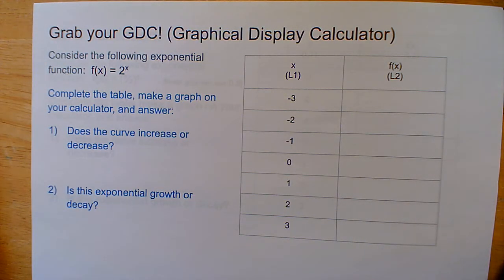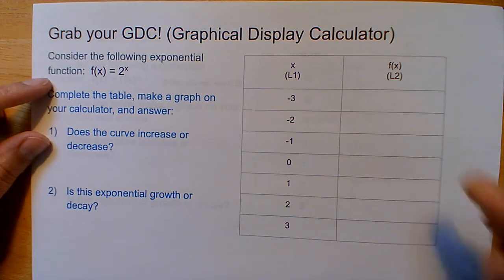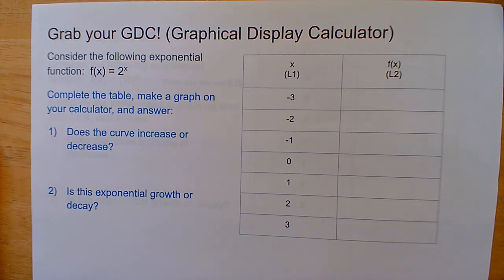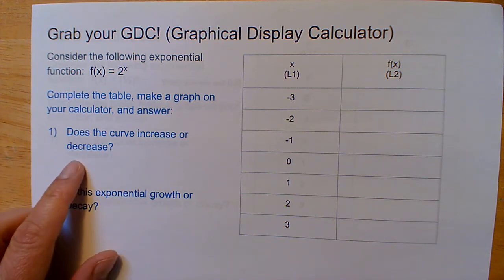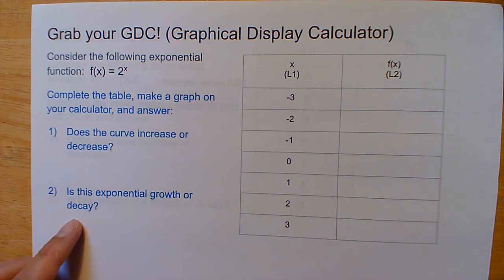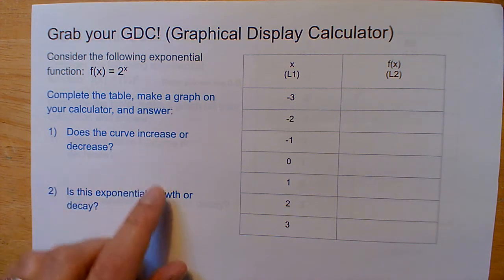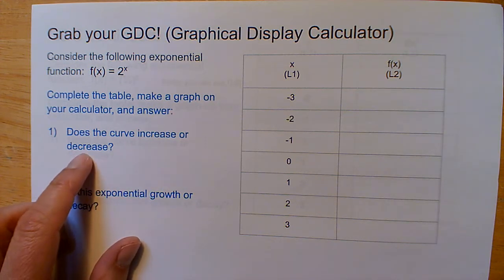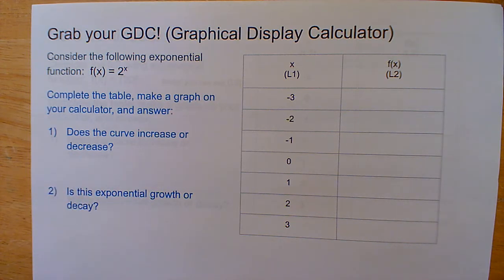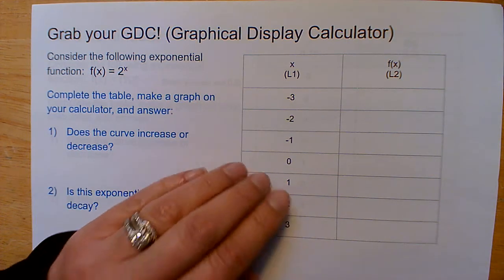All right, grab your GDC, your graphical display calculator, because we are going to be considering the following exponential function. f of x equals 2 to the x. What we're going to do is complete this table, and then make a graph on our calculator and answer: does the curve increase or decrease? And is it exponential growth or decay? Well, if it increases, you should know right now it's growth. And if it decreases, then it should be decay. So these will hopefully be easier to answer once we get there.